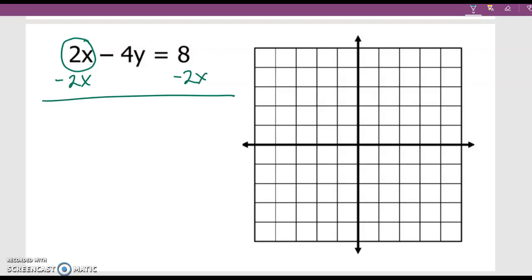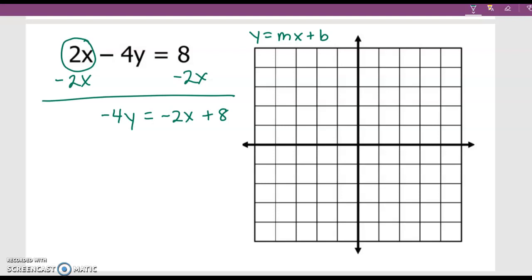All that leaves me with on the left side is negative 4y. On the right side, 8 and negative 2x are not like terms. But remember, I'm shooting for it to look like this with the mx first and then the b. So I'm going to put the negative 2x first and then the plus 8. So first step, you always move whatever term has the x in it.